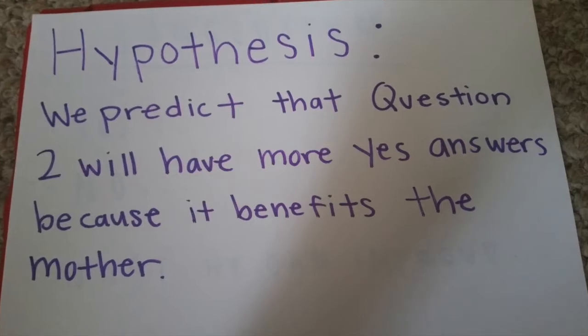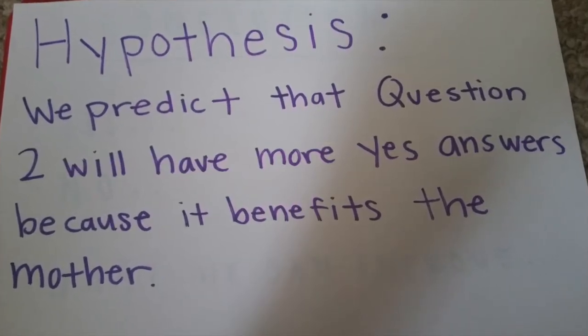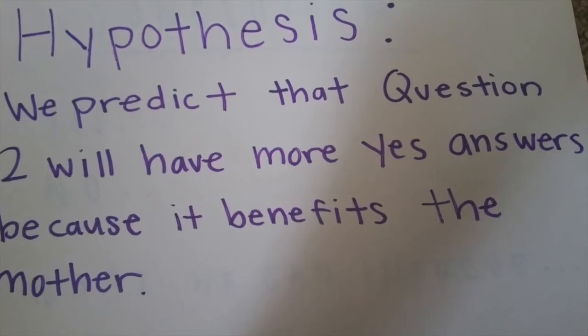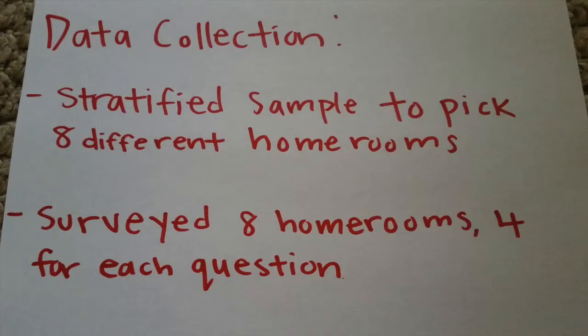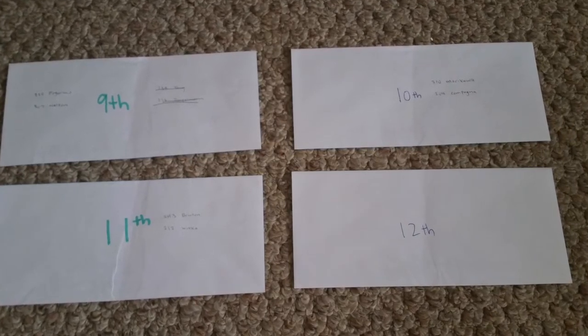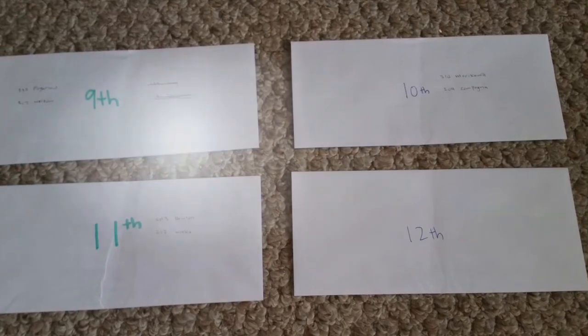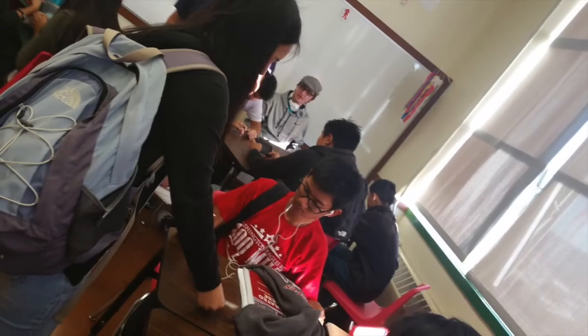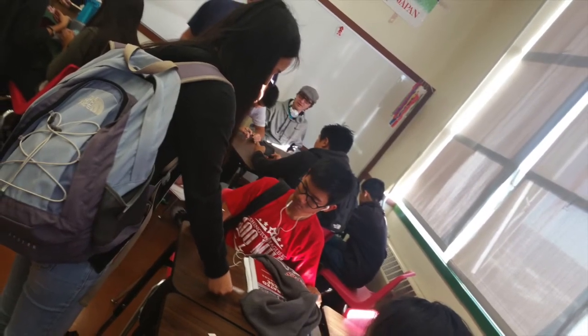For our hypothesis, we predict that question number 2 will have more yes answers because we purposely slanted it to one opinion. We decided to pick students from homerooms to be surveyed, and we decided to use a stratified sample to pick which homerooms would be in our sample group. We had 4 envelopes which contain each grade's homerooms in it, and we picked 2 homerooms from each envelope randomly. Then we went to the 8 homerooms, and for each grade, one homeroom got question 1, which was the more general question, and question number 2 was for the other homeroom, which was the more slanted one.